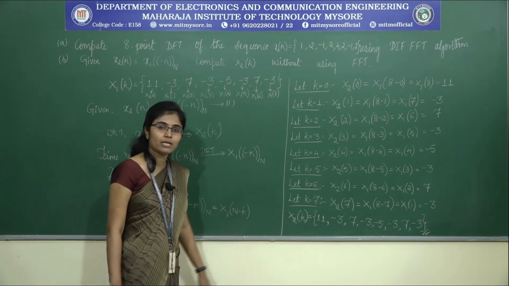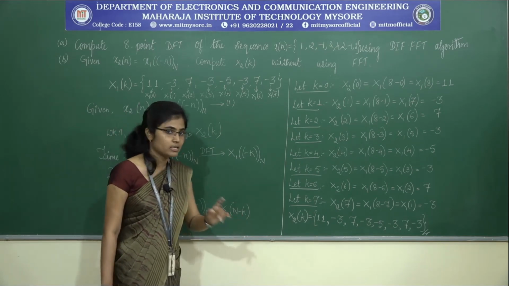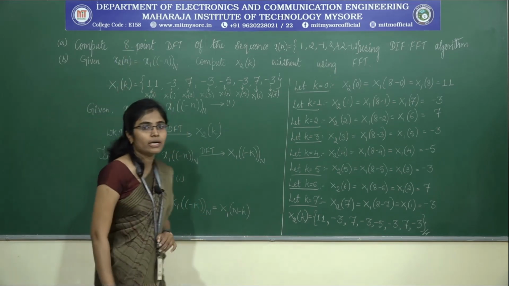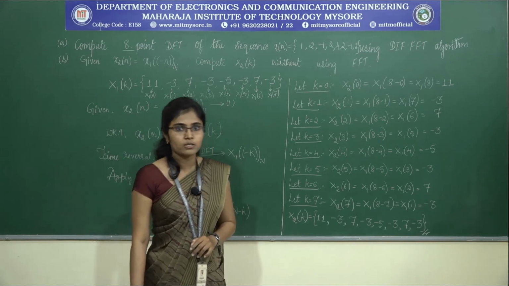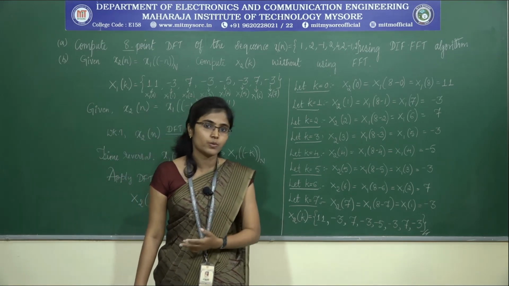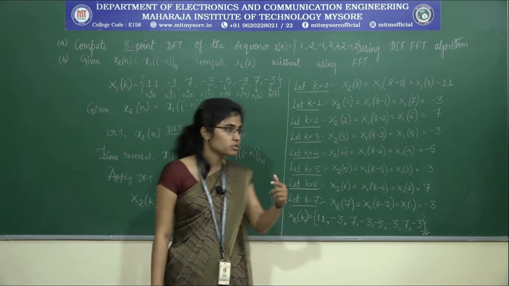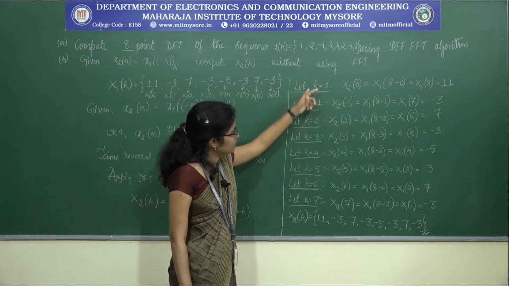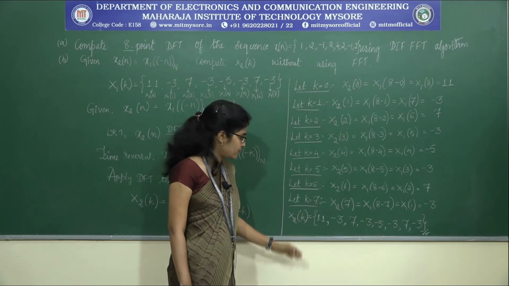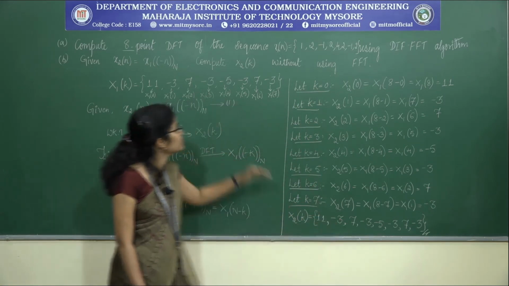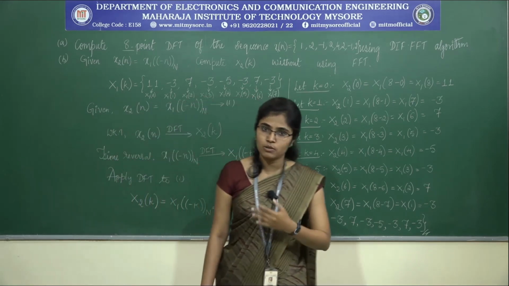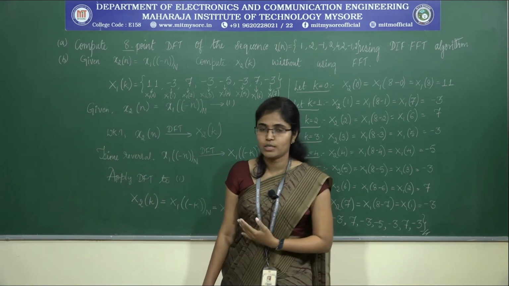Then by substituting the values of k, we know the value of capital N is 8 because it is 8 point. Okay. And we know k ranges from 0 to n minus 1. So, n value is 8, 8 minus 1 is 7. So, the range of k is from 0 to 7. So, if we give the values of k from 0 to 7, we get the values for x2 of k, finally tabulating that it completes the solution for second question. So, this is how we can find out the DFT for the given relationship.